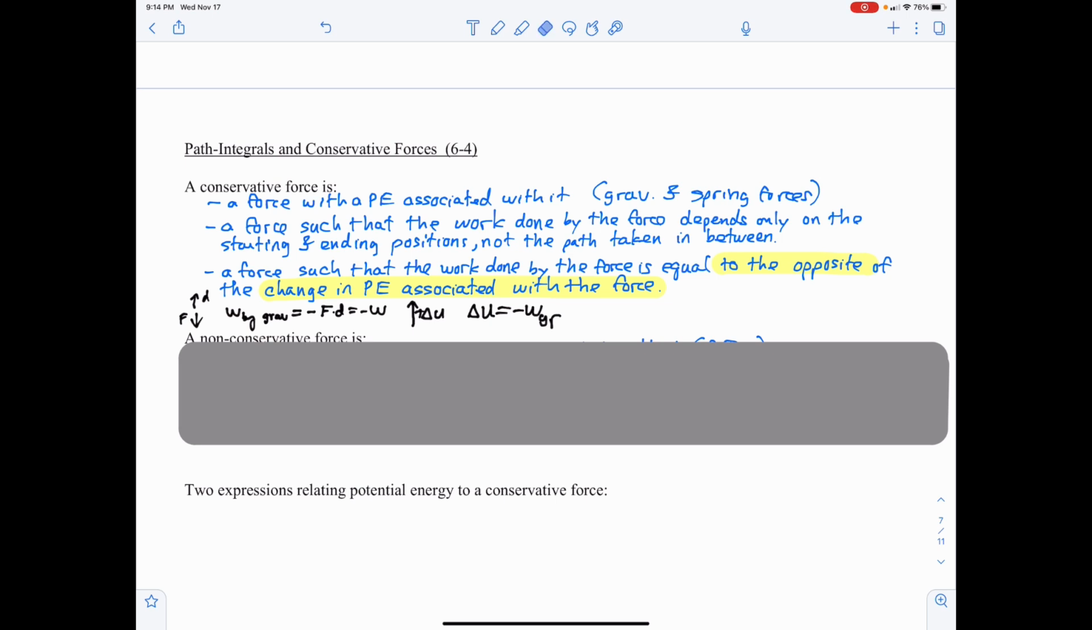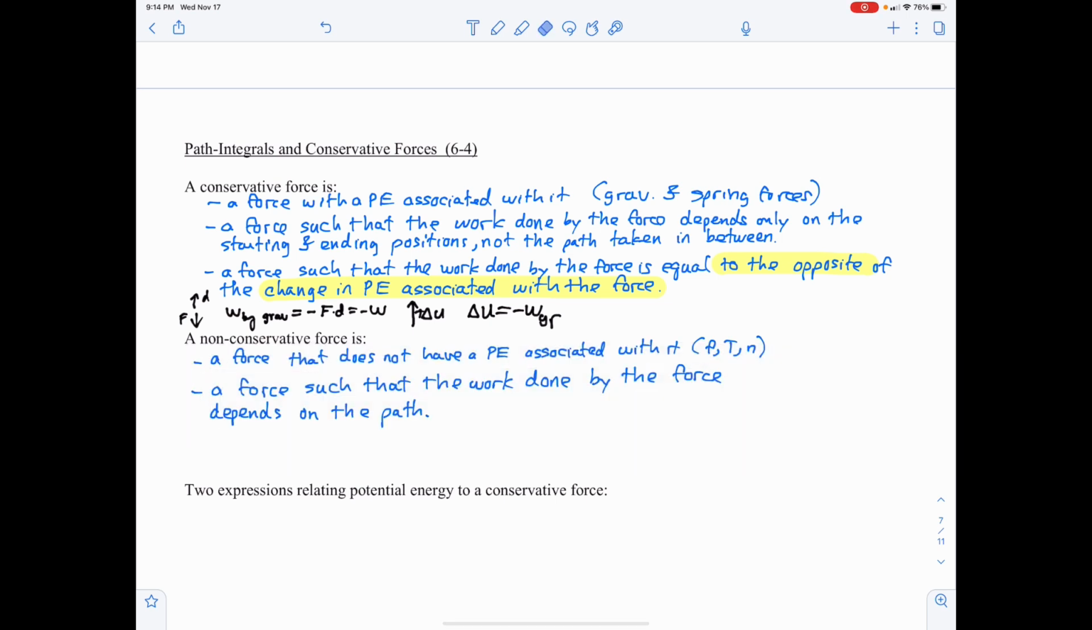A non-conservative force is one that does not have a potential energy associated with it. Friction, tension, normal force, even applied forces. It's also one in which the work done depends on the path you take. Friction is the most obvious culprit of that.